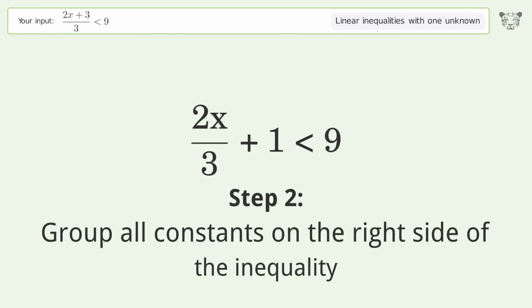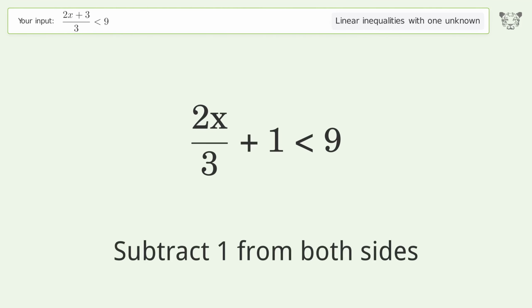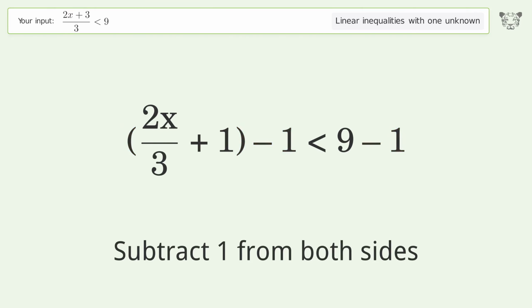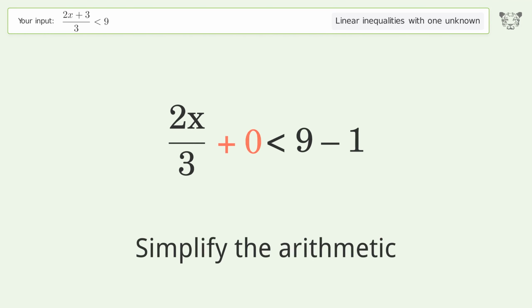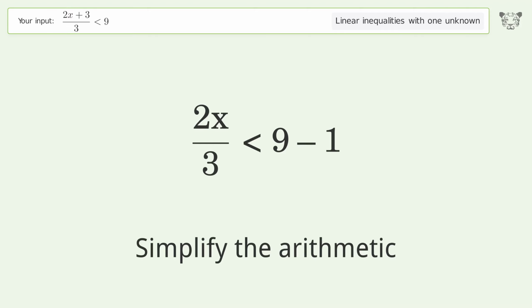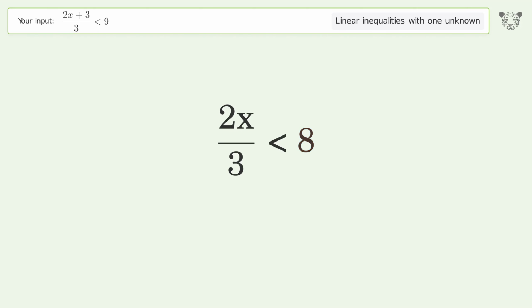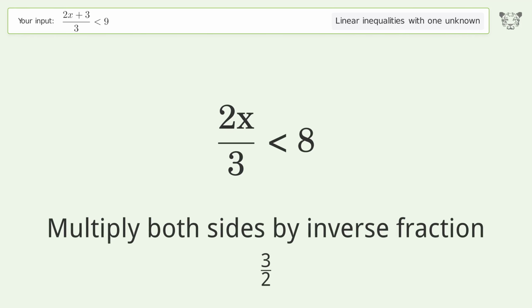Group all constants on the right side of the inequality. Subtract 1 from both sides. Simplify the arithmetic. Isolate the x. Multiply both sides by inverse fraction 3/2.